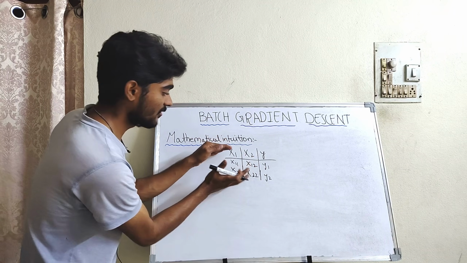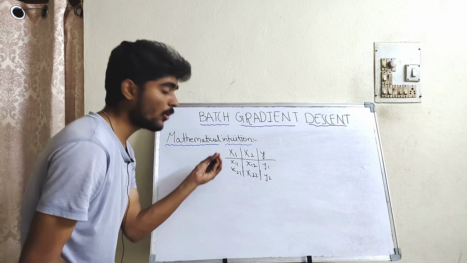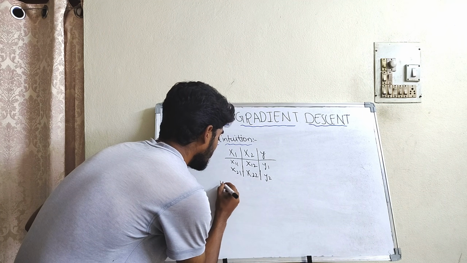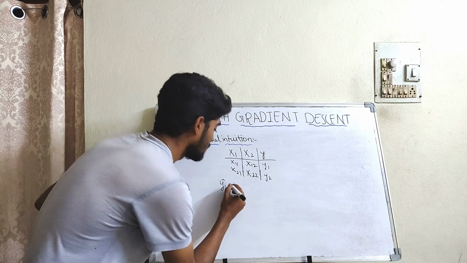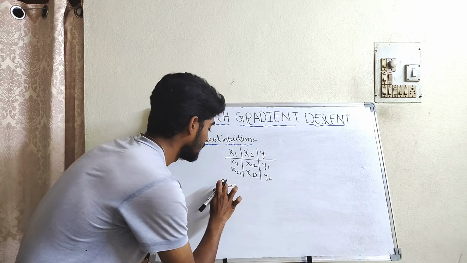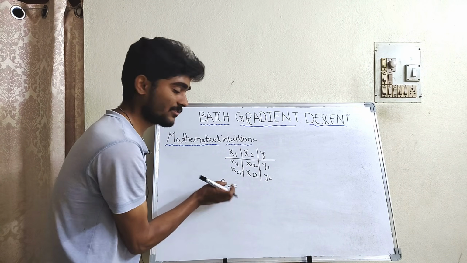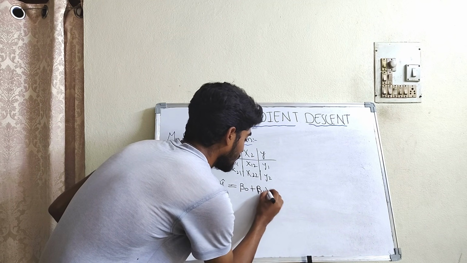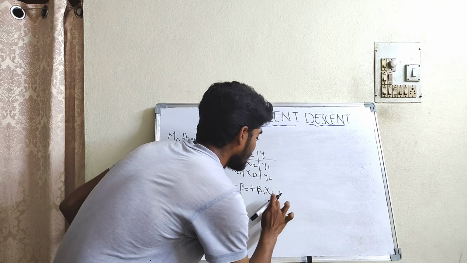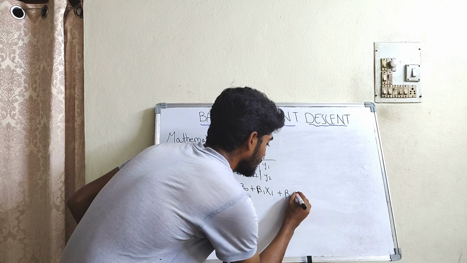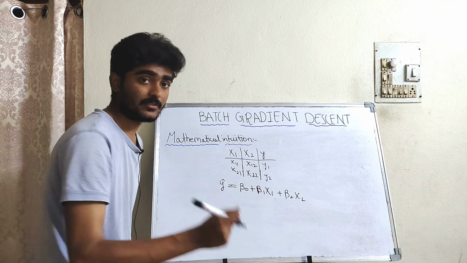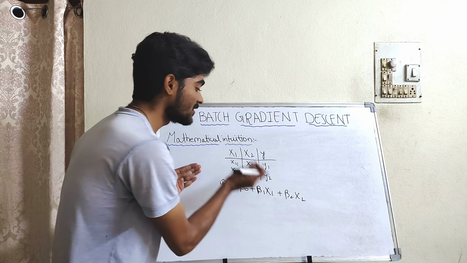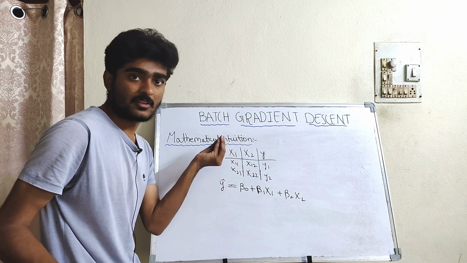Now for this data set, the generalized predicted output equation will be y i hat is equal to beta naught plus beta 1 x1 plus beta 2 x2. This is my generalized equation. I'm not considering the specific data points of this data set in this equation, but just writing it as a generalized equation for this data set.